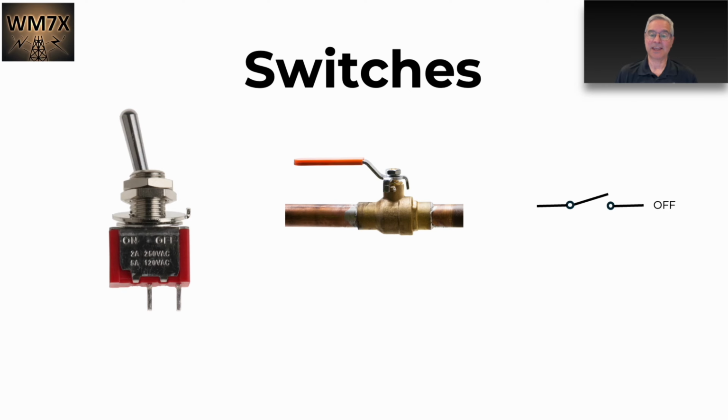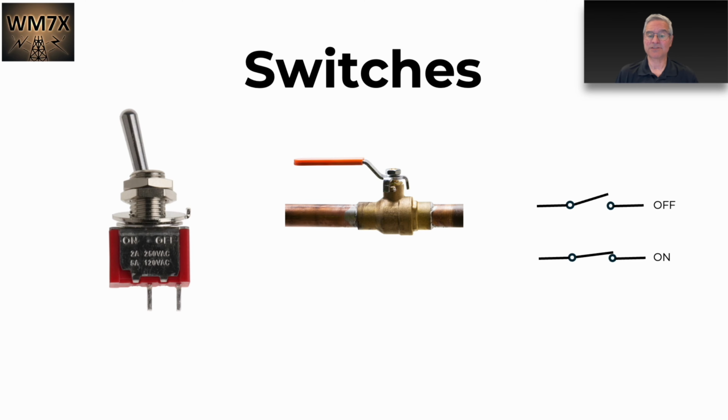And electricity can't make it from one side to the other while the drawbridge is up, so we say that the switch is off in that case. But we can lower the drawbridge to connect the two ends and let electricity flow. So now the switch would be on.